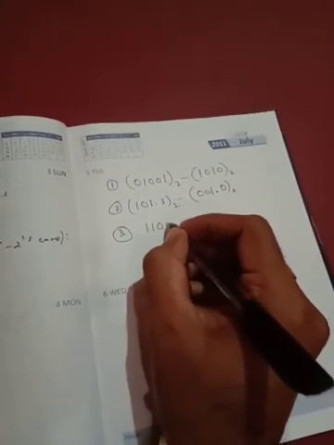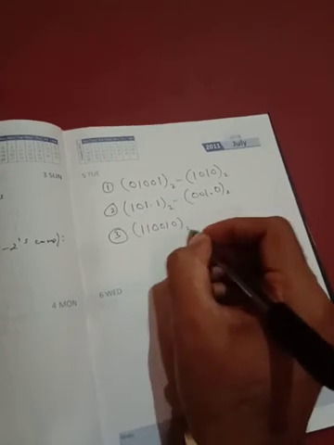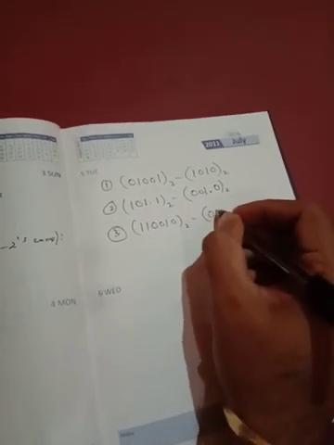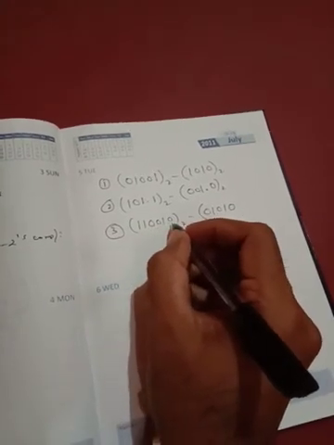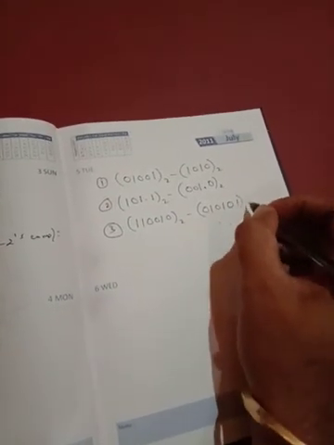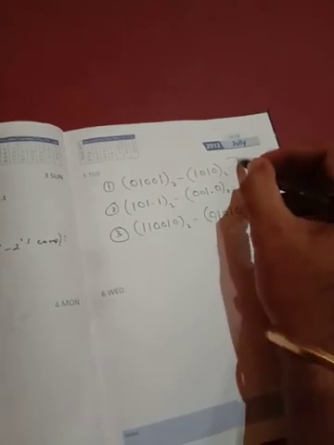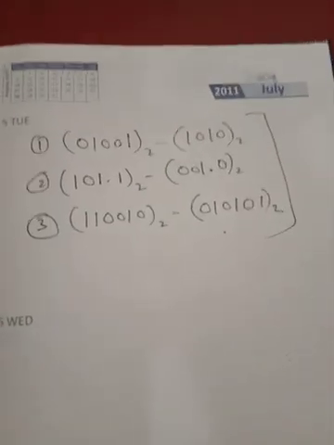You can take one more example. So 110010 minus, say for example, 010102. So try to solve these examples, and if you get any error you can get back to me. Okay, so if you have any doubt you can ask me. Fine, thanks for watching.